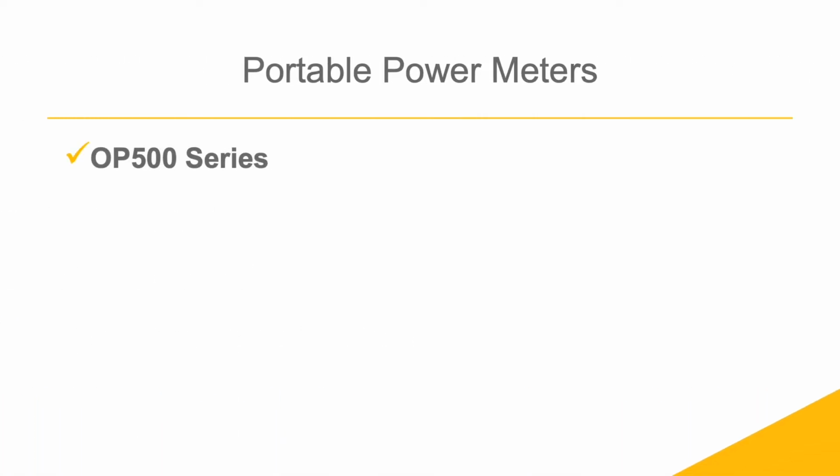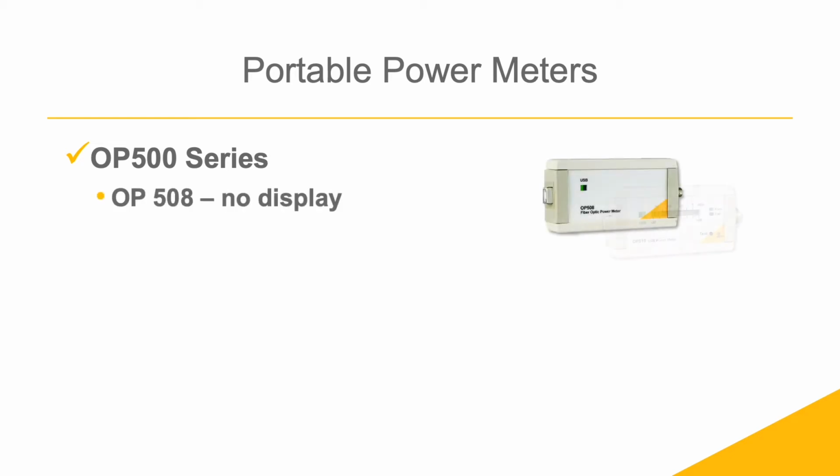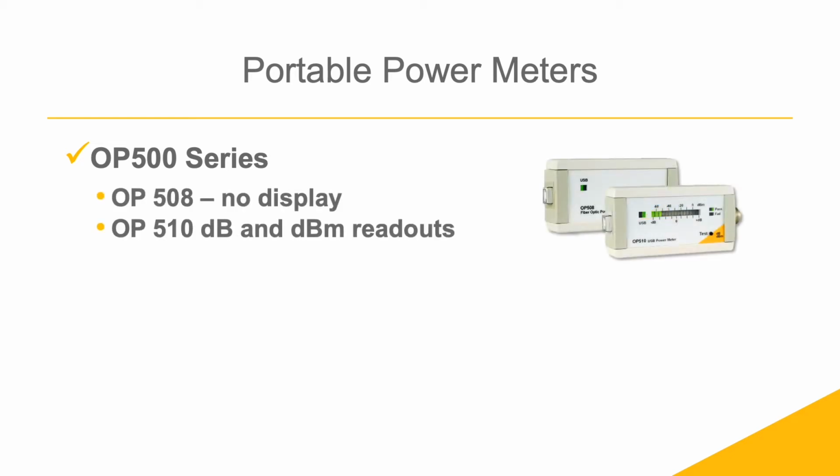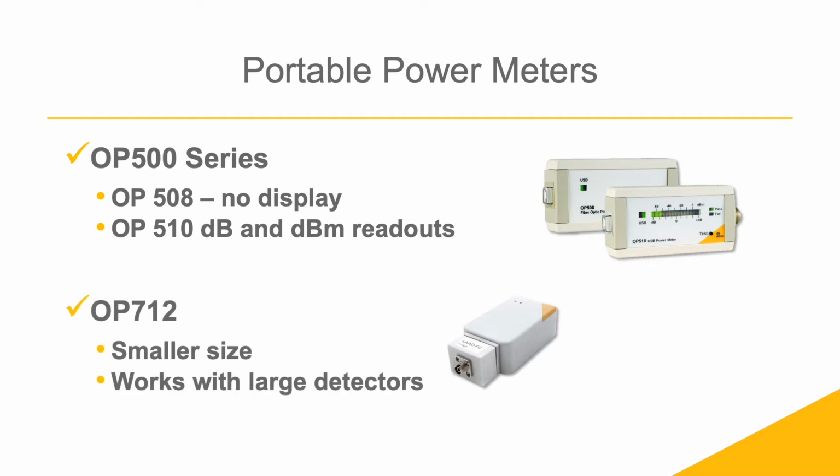The OP500 series is an ideal solution for cost-sensitive applications. The OP508 and OP510 are basically the same, but the OP510 adds a 16-level readout for quick feedback. The OP712 is in a smaller package, but is still capable of supporting the OptoTest large area detectors.